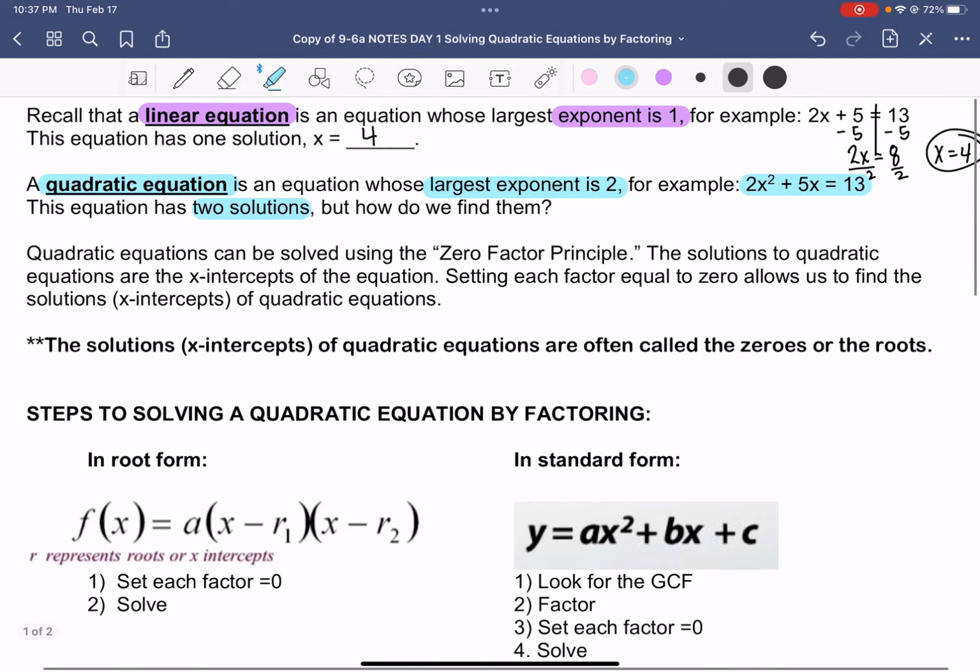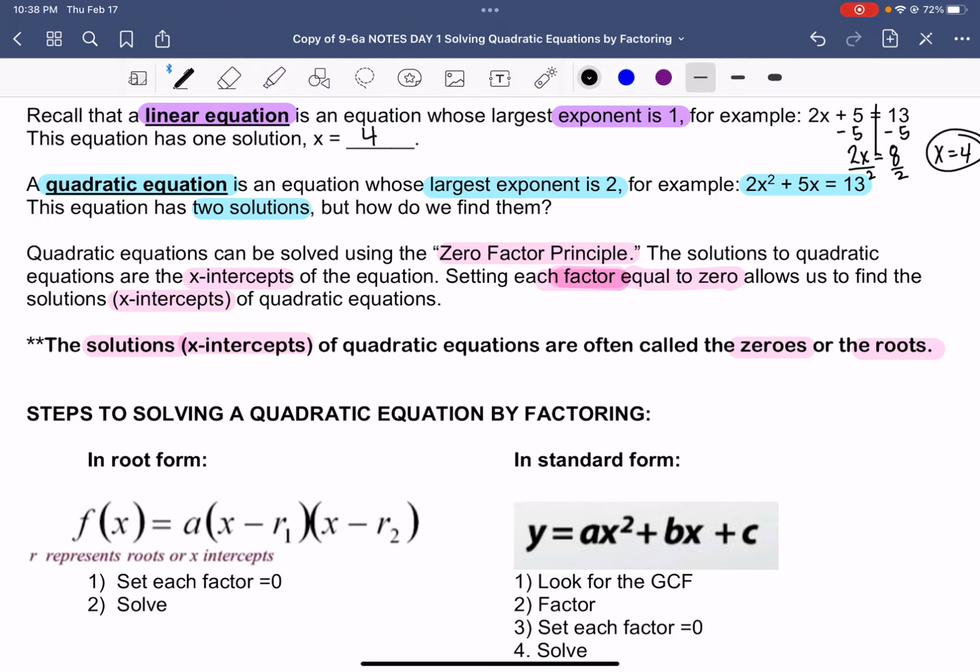The quadratic equation can be solved using the zero factor principle. The solutions to the quadratic equations are the x-intercepts of the equation. We've talked about that before. Setting each factor equal to 0 allows us to find the solutions, which are also called the x-intercepts. So solution, x-intercept, and these are often also called zeros or roots.